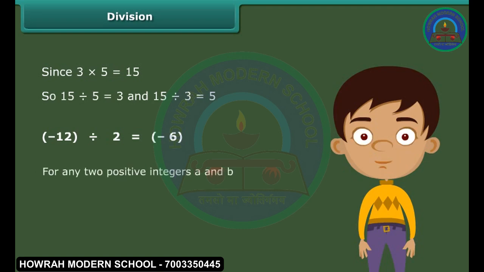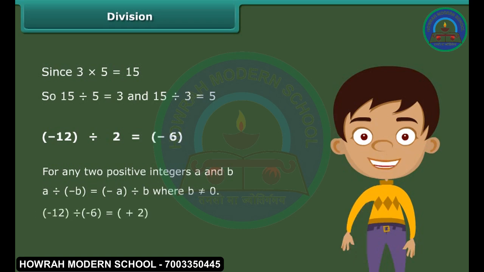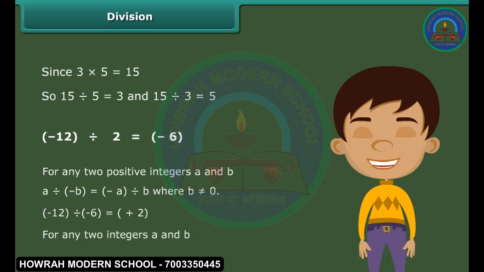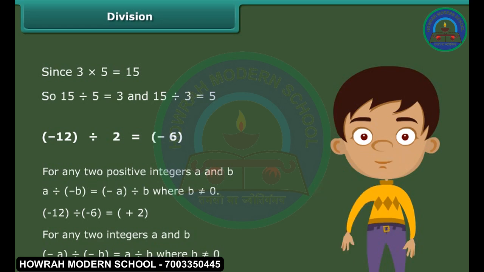In general, for any two positive integers a and b, a ÷ (−b) is equal to (−a) ÷ b, where b is not equal to 0. When we divide a negative integer by a negative integer, we first divide them as whole numbers and then put a positive sign. In general, for any two integers a and b, (−a) ÷ (−b) is equal to a ÷ b, where b is not equal to 0.